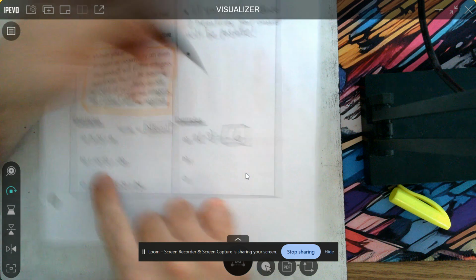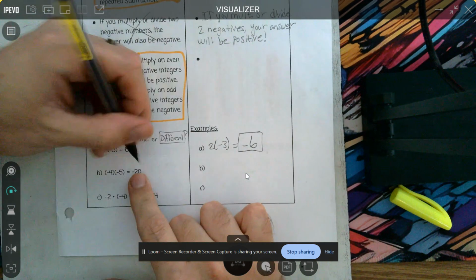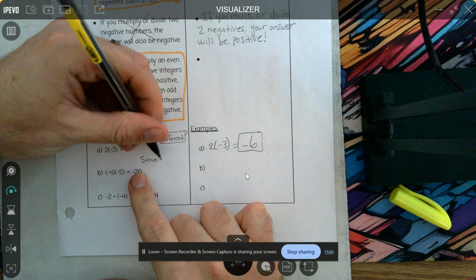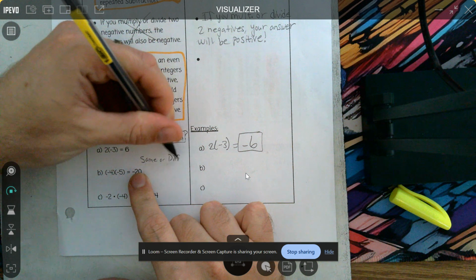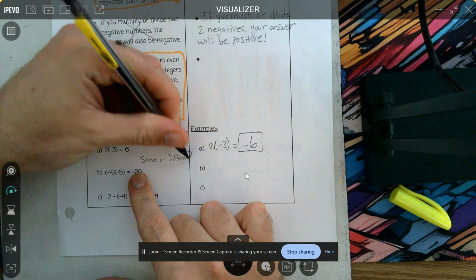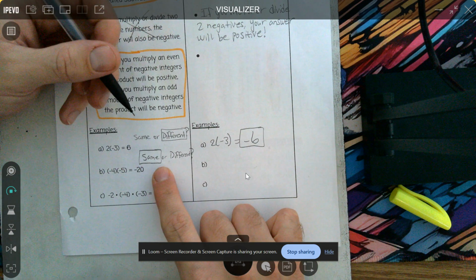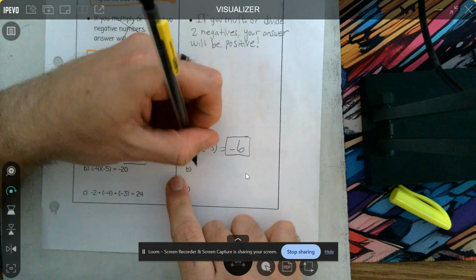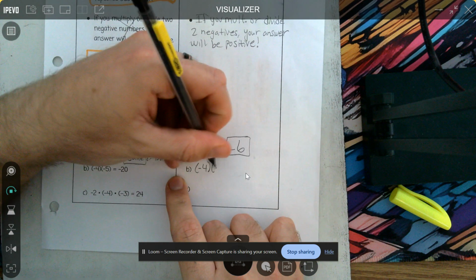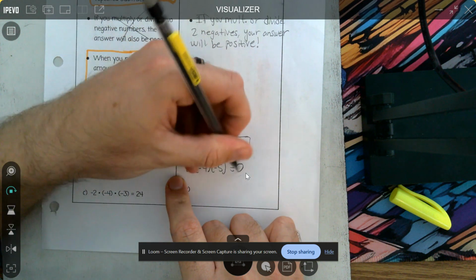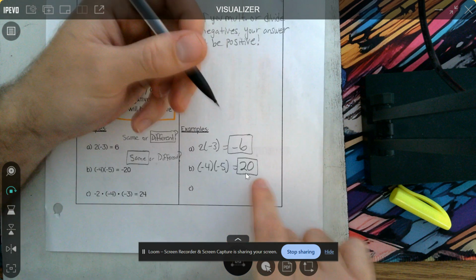Let's try letter B. You try this one by yourself. Are they same or different? Go ahead and try this one yourself. You should have decided they are the same signs, so it should be positive. So negative 4 times negative 5 should be positive 20.